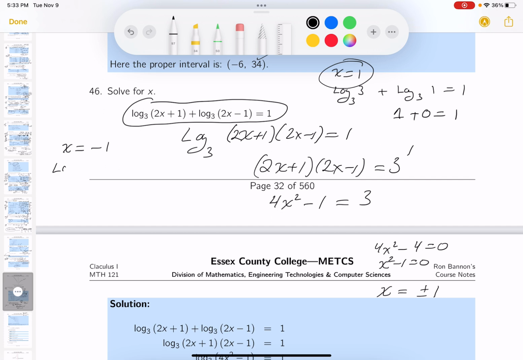What do you get? Log base 3. Well, that would be minus 2 plus 1, which is minus 1. And right now I know I'm in trouble. And why is that? It's not a real number, and we're only dealing with real numbers for logs at this level. So let me cross this one out. We only got one answer, x equals 1.